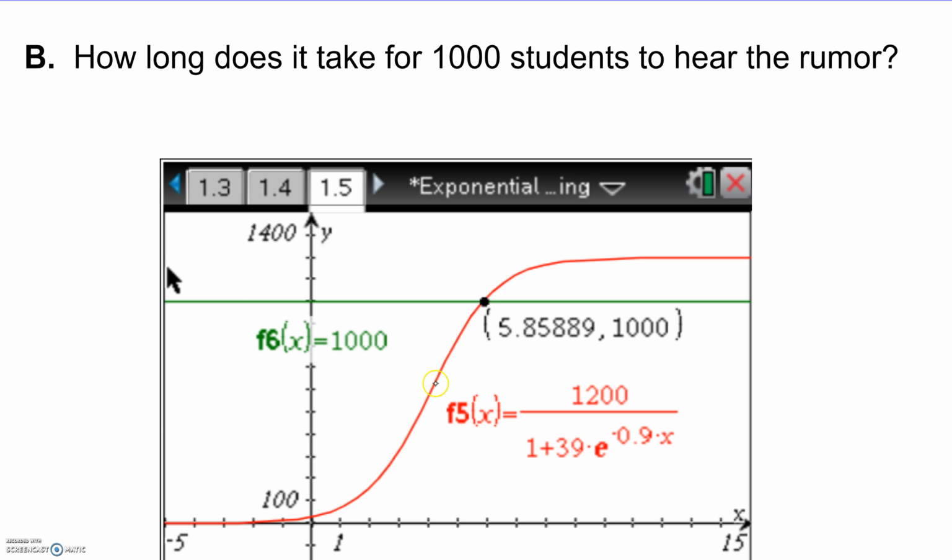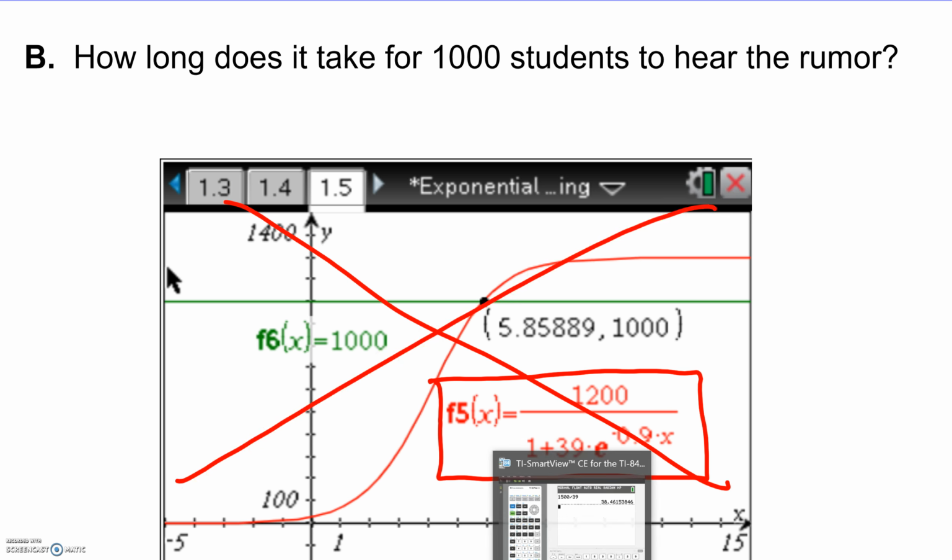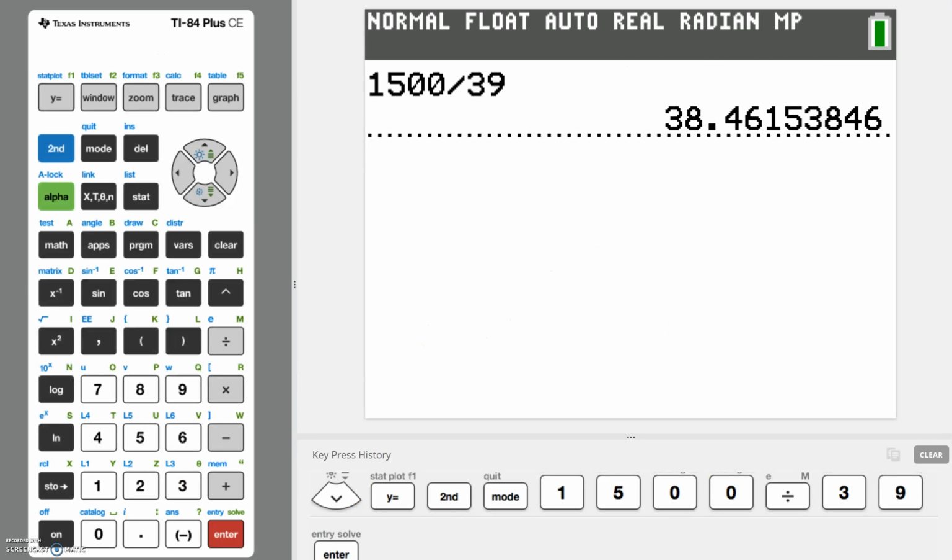So I graphed the basic function, y equals 1,200 over 1 plus, that says 39. It's supposed to be 38. So this graph is not going to be right. Let's go over to the calculator and get the right one in there.